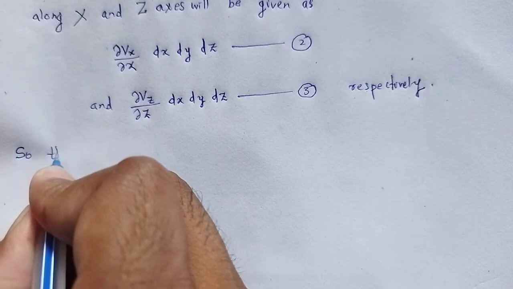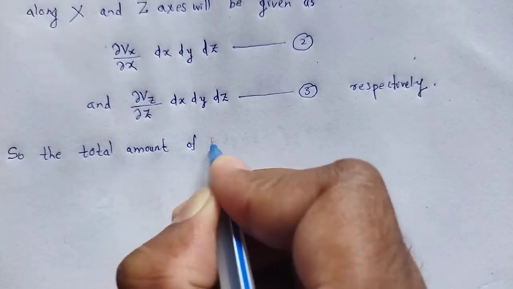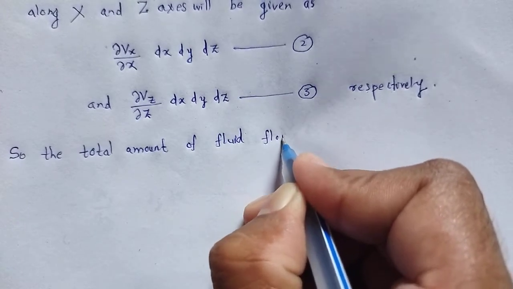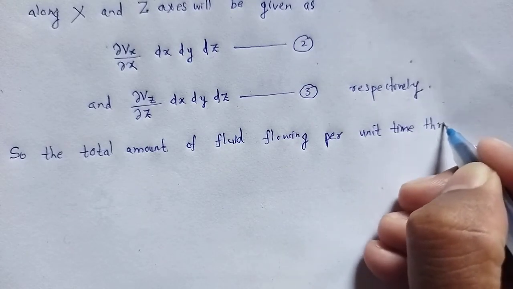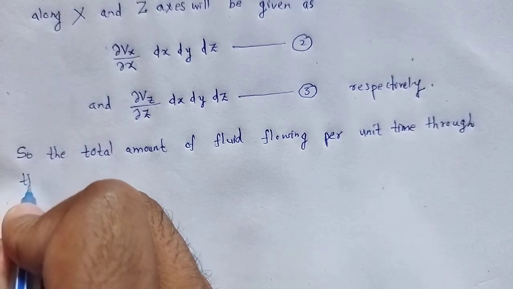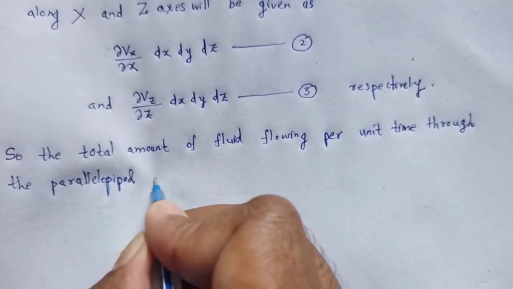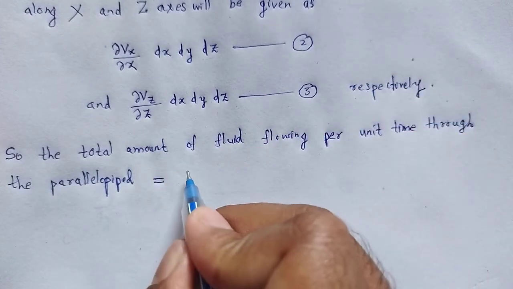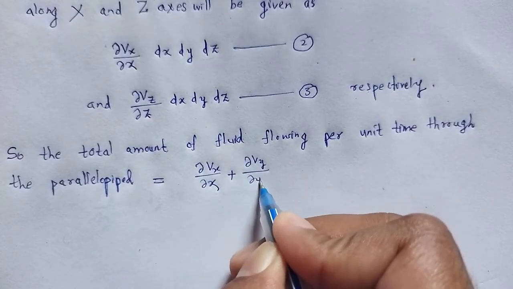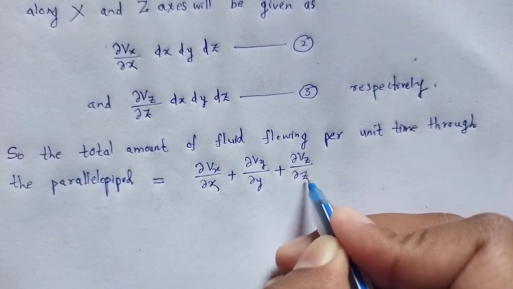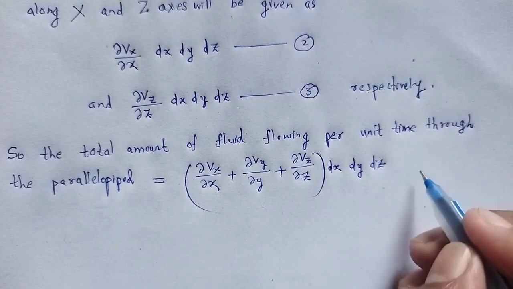So the total amount of fluid flowing per unit time through the parallelepiped is equal to, we have to add these three equations, that will be del Vx by del x plus del Vy by del y plus del Vz by del z, dx dy dz, that is equation number 4.